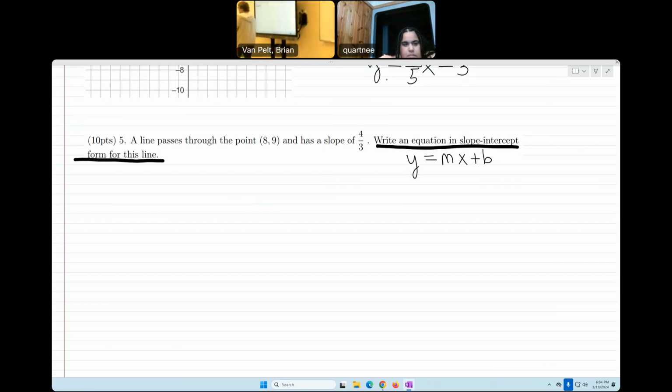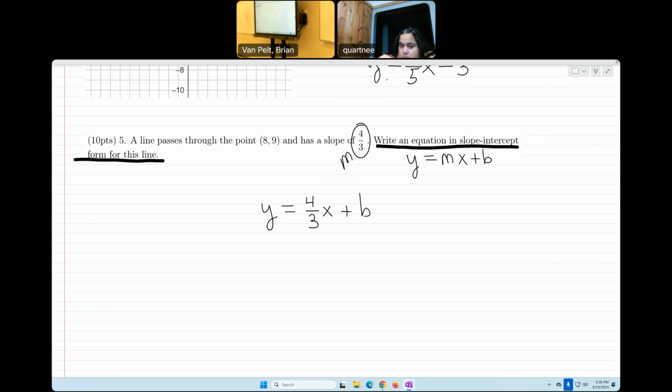Actually, sorry, I'm wrong. They did give them. That's the slope. Right, y equals mx plus b. So right here, we have our m. So we have y equals 4/3 x plus b. Now, how do I determine what b is? Can you just put 8 and 9 in there?